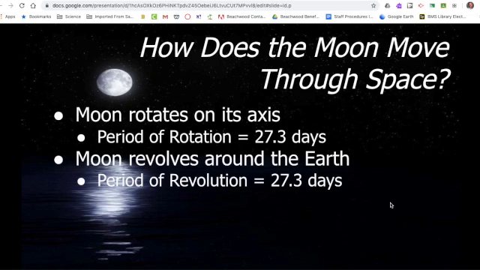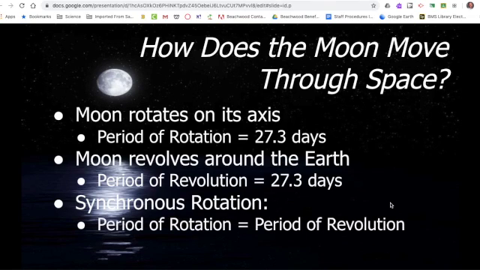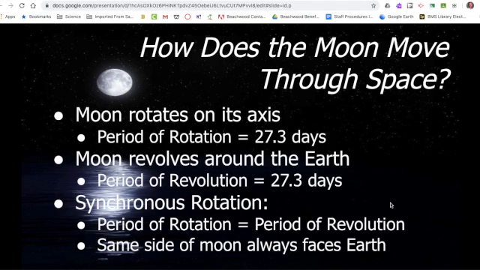And notice this. The period of revolution that it takes is the same, 27.3 days. Interesting. Well, that creates synchronous rotation. Synchronous rotation is when the period of rotation equals the period of revolution. And when that happens, always the same side of the moon is facing the Earth. Okay, pause the video, type in all these notes, and I'll explain that a little bit more.